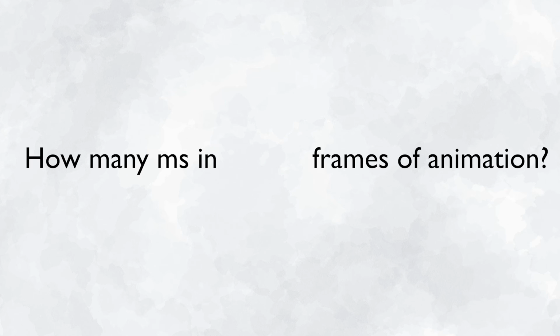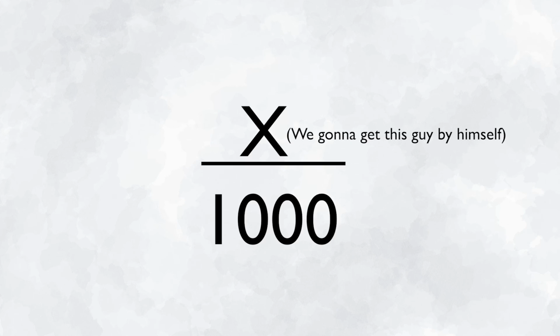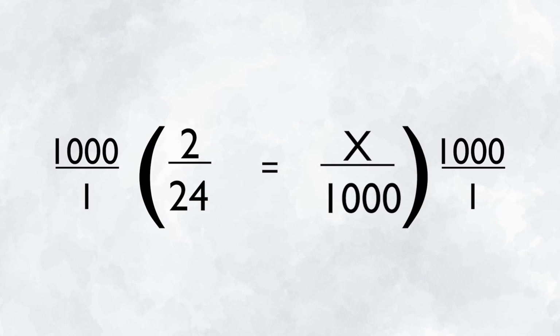I like nice even numbers, so I'm gonna find out how many milliseconds are in 2 frames of animation. I'm gonna do 2 over 24 is equal to x over 1,000, because we don't know what that is in milliseconds. So let's isolate the x. We're gonna multiply both sides by 1,000 over 1. That means the left becomes 2,000 over 24, and the right becomes x over 1 because both thousands canceled out each other. And x over 1 is just x. So that means 2,000 over 24 is equal to x.